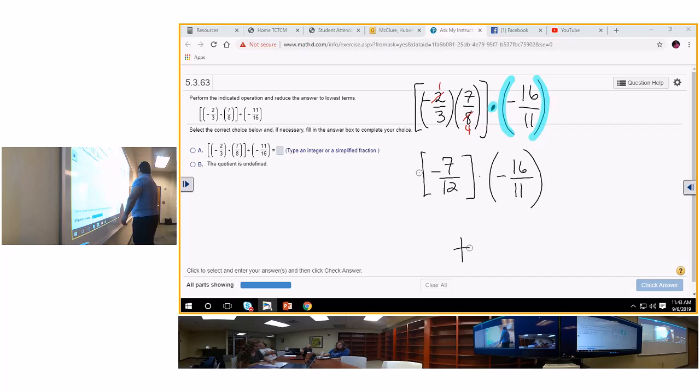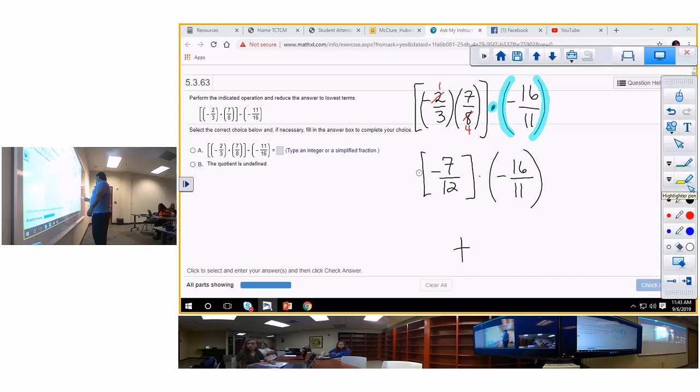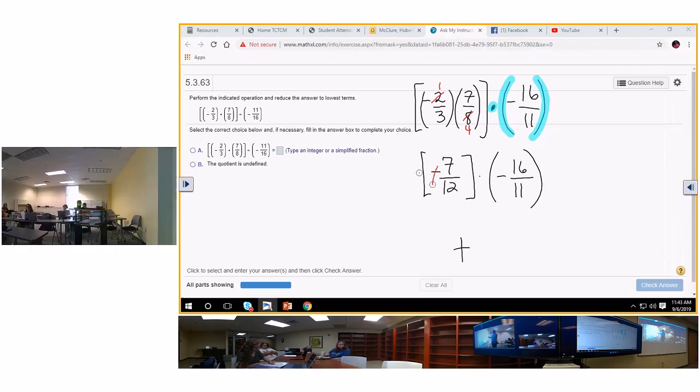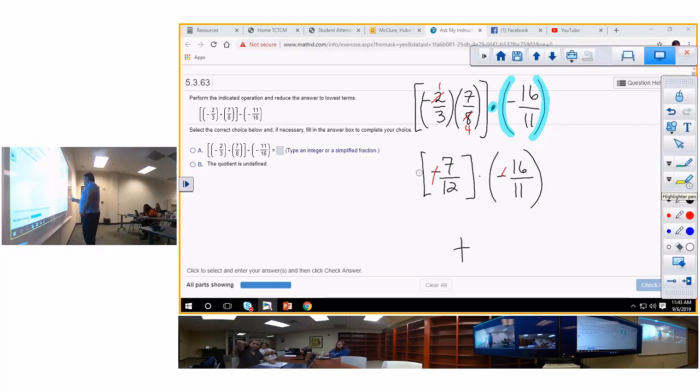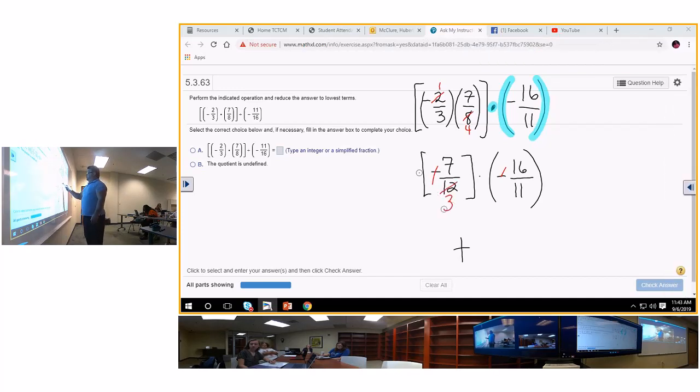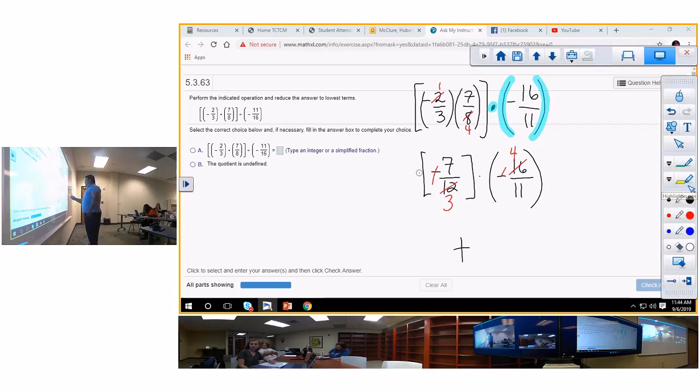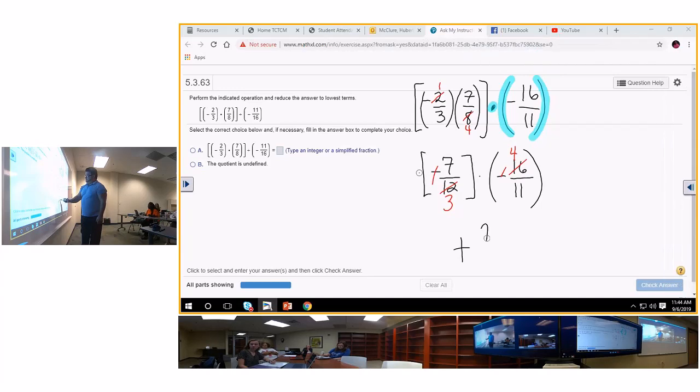So you can mark that out because you don't need that anymore. That goes out with that. And now I want you to cancel that 12 with that 16 because they're both even. So what number will go into 12 and 16? 2. 4. Good. That'll be 3, and that'll be what? 4. Now what's 7 times 4? 28. And what's 3 times 11? 33. And you are done.